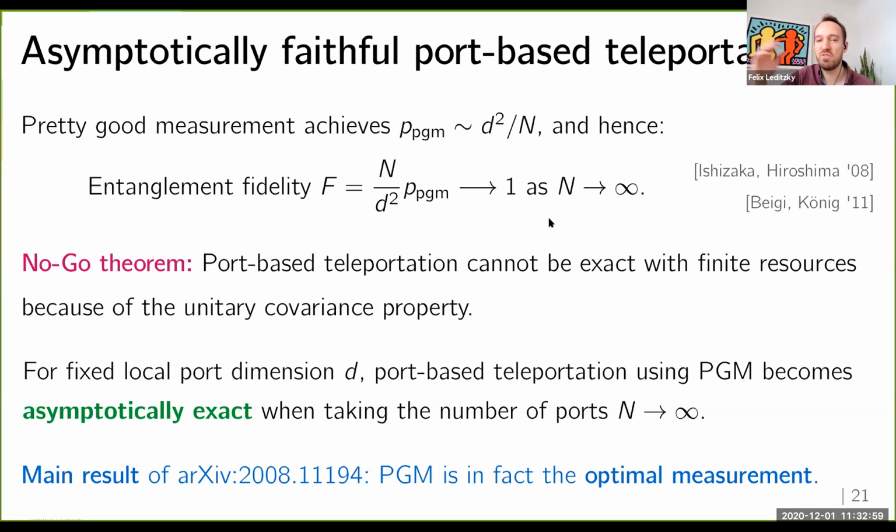So in a sense, even though the protocol is not perfect, we know from this no-go theorem that with finite resources it cannot be perfect. So what you do is you make it better and better by adding more and more ports, such that in the limit of an infinite number of ports, you actually get a perfect protocol. The fidelity approaches 1 in the limit.